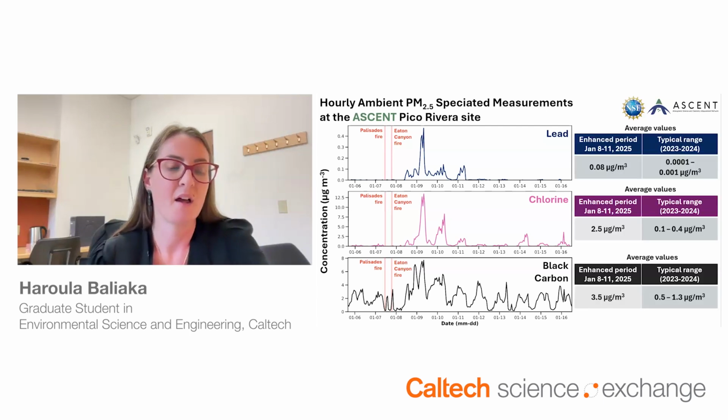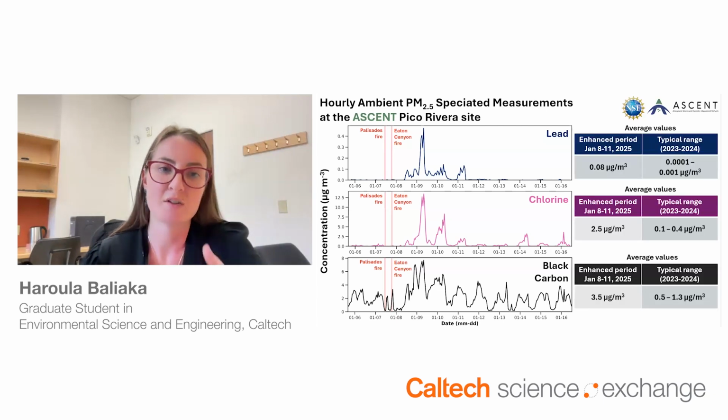Next slide, please. So unlike conventional wildfires that primarily burn grass and trees, the Eaton Canyon and Palisades fires were structural urban fires that burned significant portions of the built environment, where painted surfaces, pipes, plastics, and even the structures themselves became the fuel.